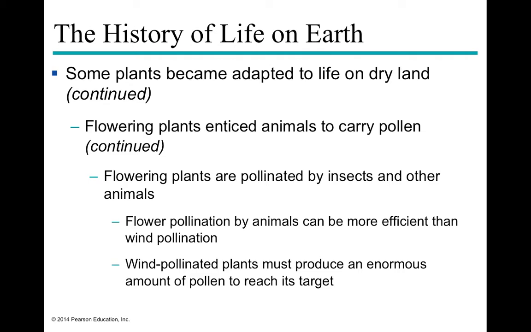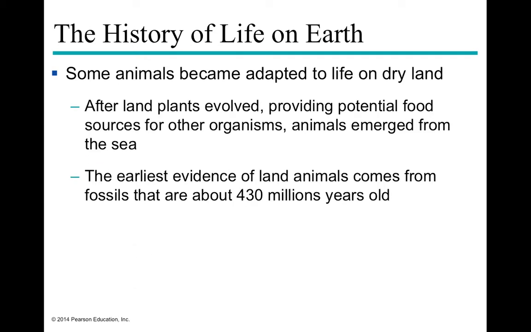This happened approximately 140 million years ago in a time frame called the Cretaceous period. And flower pollination is much more efficient than wind pollination. This is more of a direct delivery service as opposed to throwing something in the air and hoping that it makes it. So now we don't have to make as much pollen because we don't have to rely on wind dispersal. Wind-pollinated plants have to produce an enormous amount of pollen in order to reach their intended target, whereas plants pollinated by animals can be much more efficient.